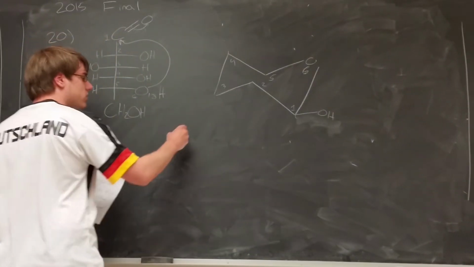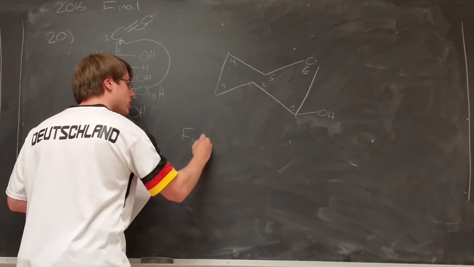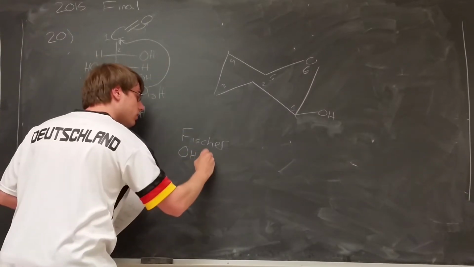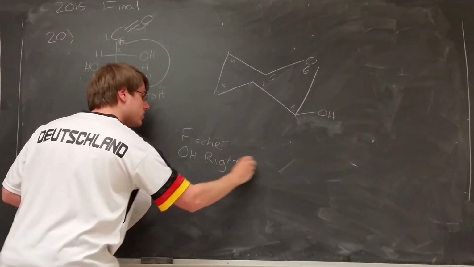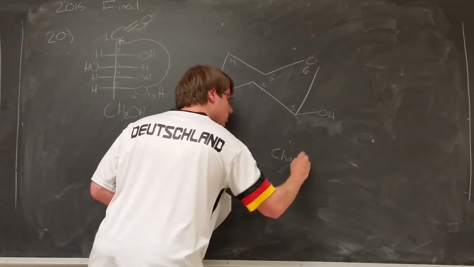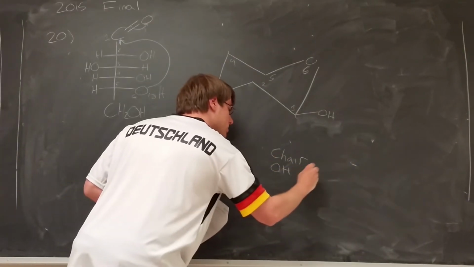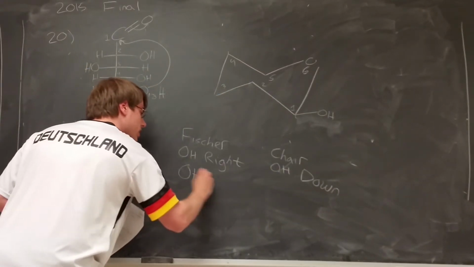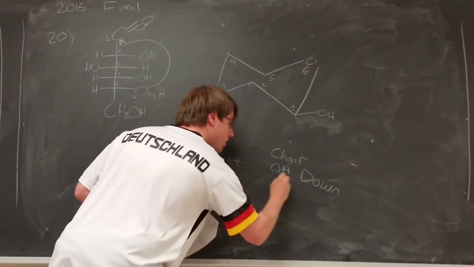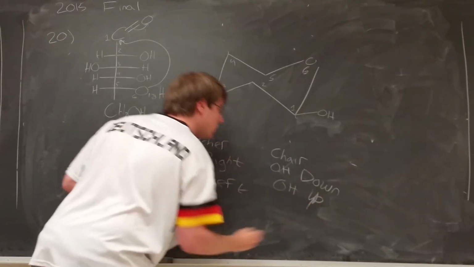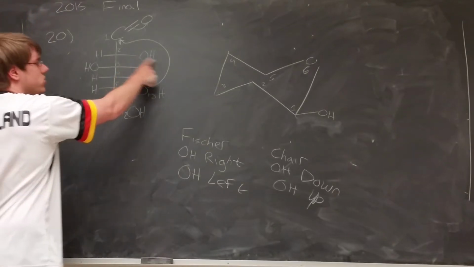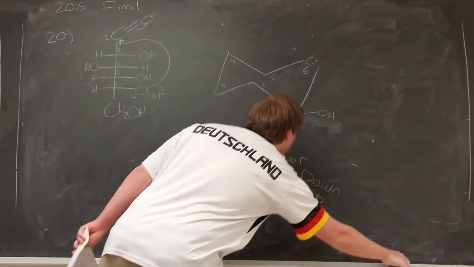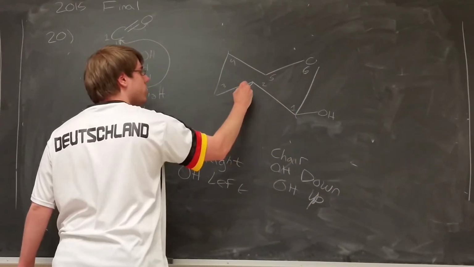As we were seeing before in the previous question, when you have a Fisher projection and your OH is on the right, that means when you translate that to the Haworth or the chair, that OH will point down. On the other hand, if the OH is on the left side of the Fisher, that OH will point up. So let's look at this. Carbon 2 has an OH to the right. If it's on the right, in the chair or the Haworth, the OH points down. So in this case, the OH would point down like that.